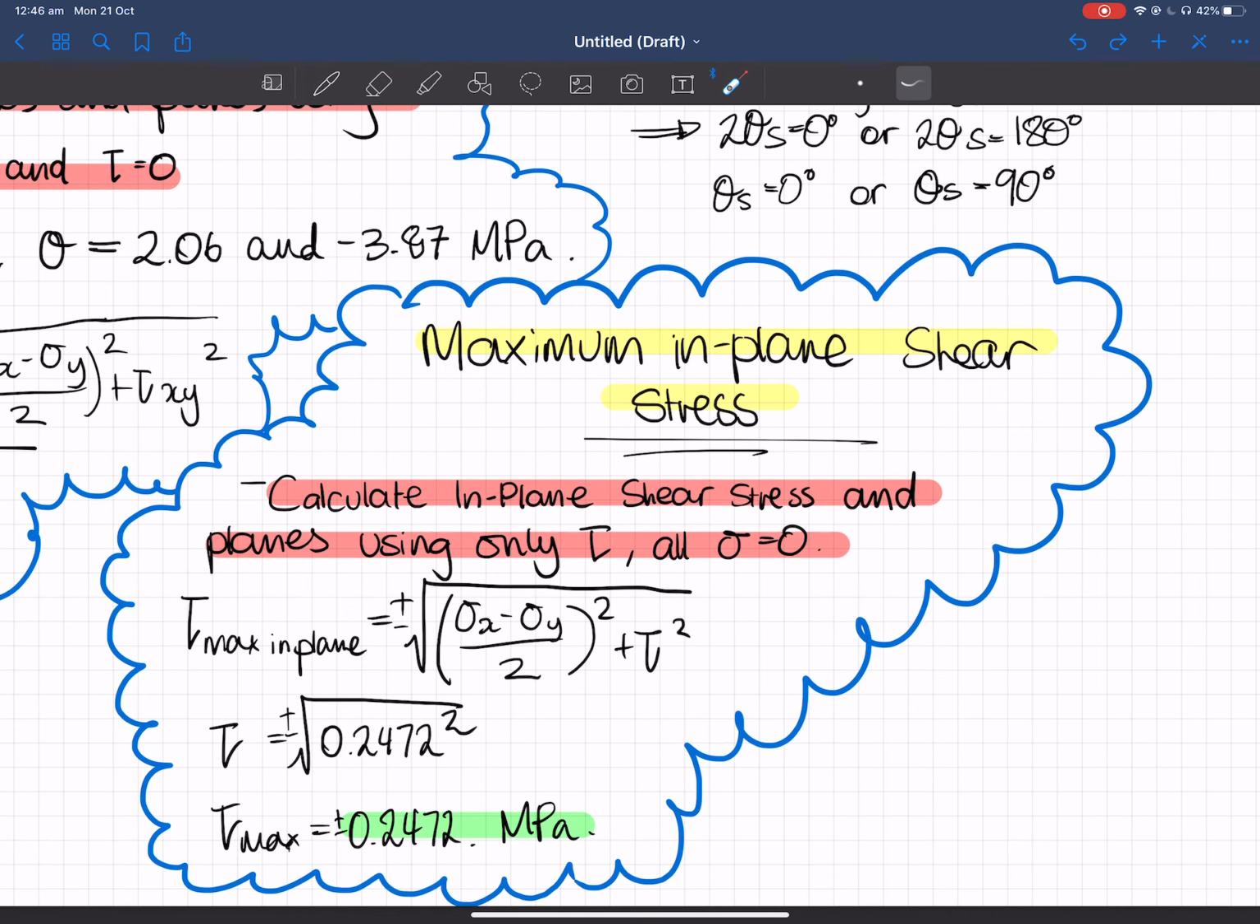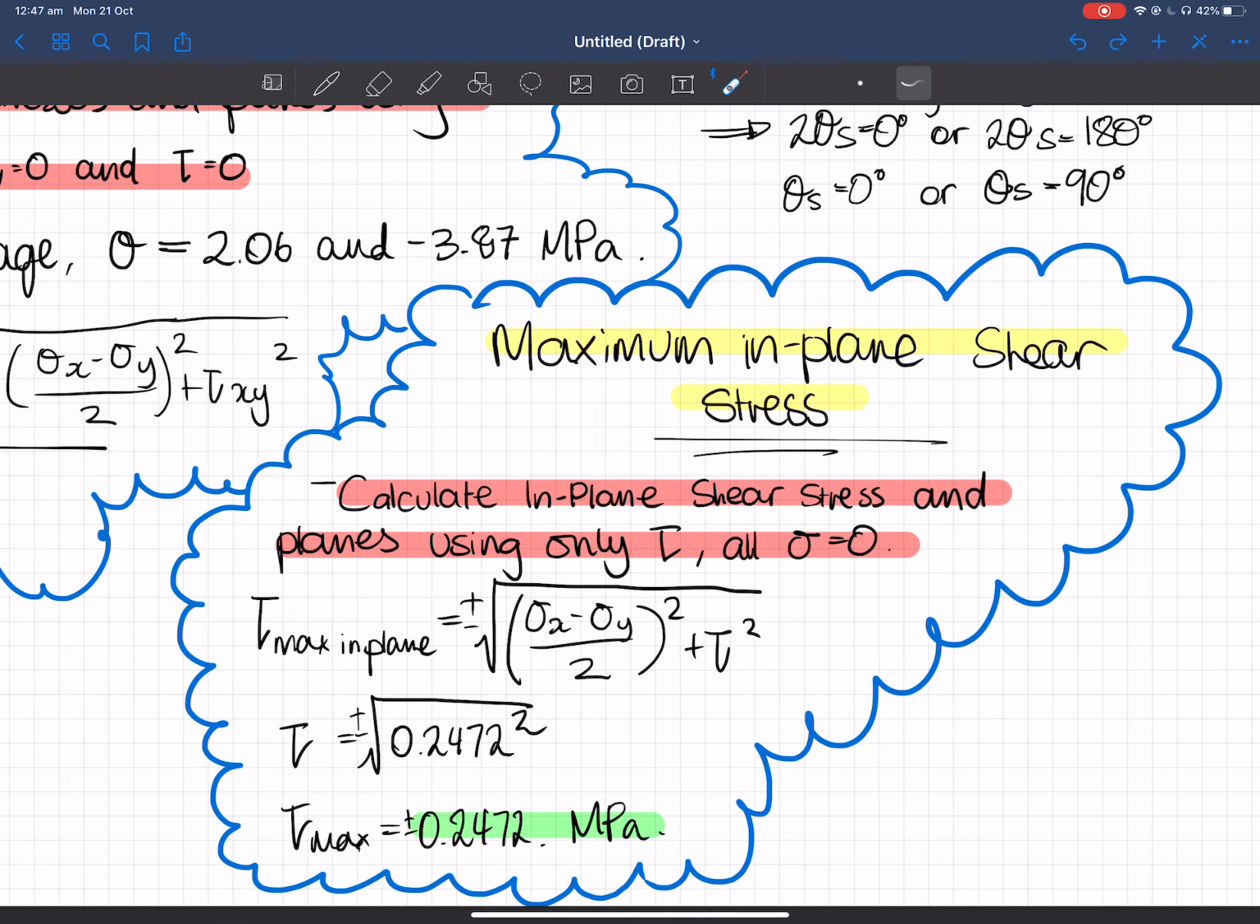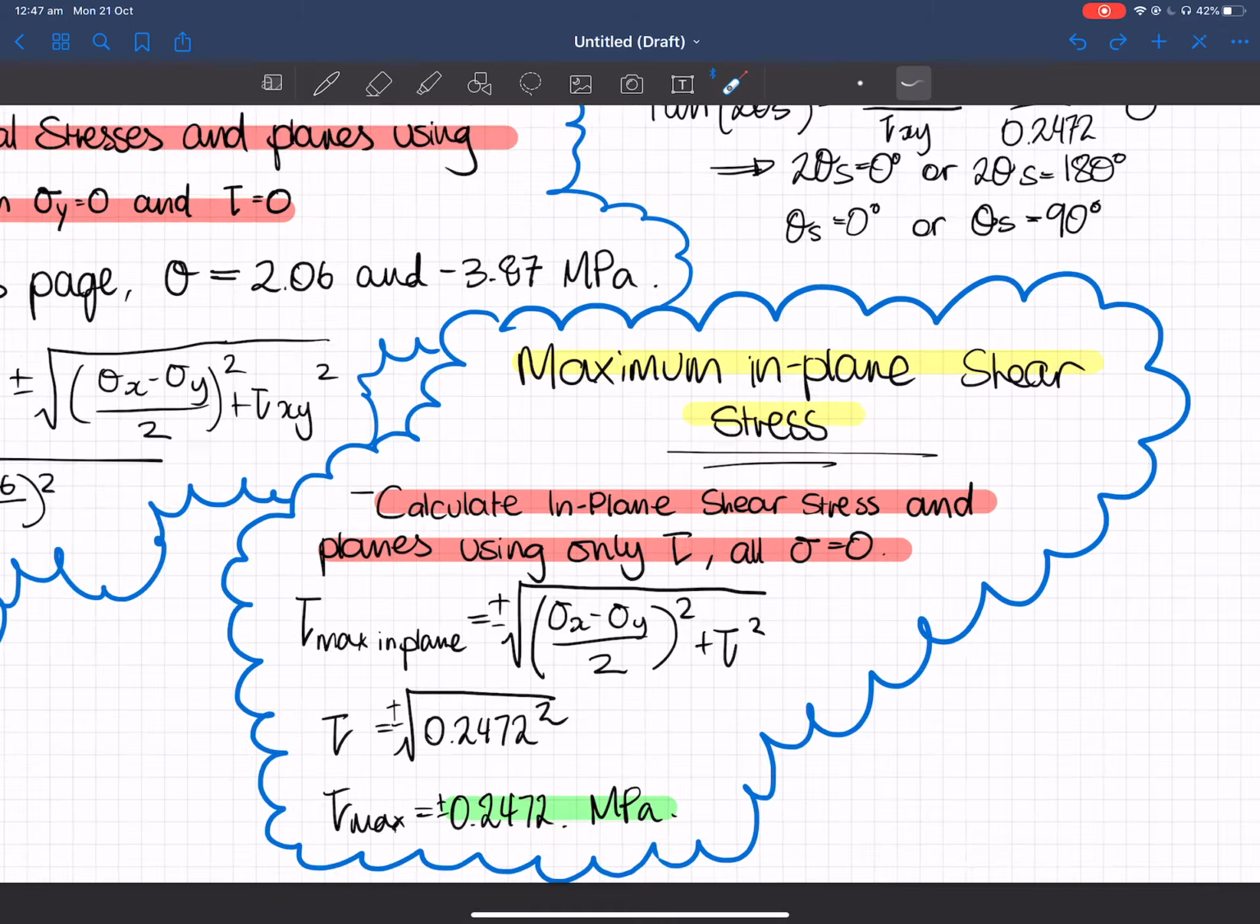Also with this, we were told to make all sigmas equal to 0 to calculate the maximum in-plane shear stress. And the formula for that is here. So making this equal to 0 negates this whole section, basically making the maximum in-plane shear stress equal to that, plus minus, which is here. So you get a result of plus minus 0.2472 MPa.